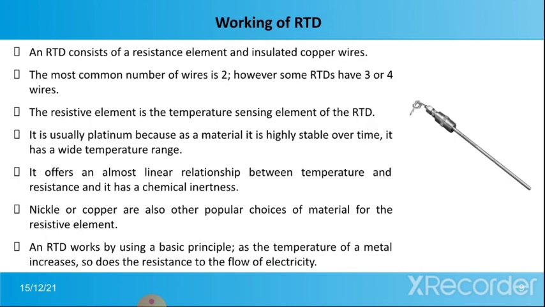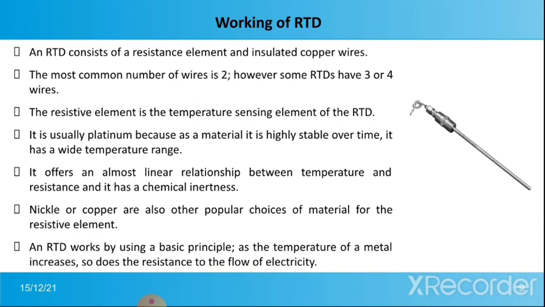Now we'll talk about the working of RTD. An RTD consists of a resistance element and an insulated copper wire. The most common number of wires is 2. However, some RTDs have 3 or 4 wires. The resistive element is the temperature sensing element of the RTD. It is usually platinum because as a material it is highly stable over time. It has a wide temperature range. It offers an almost linear relationship between temperature and resistance, and it has chemical inertness. Nickel or copper are also other popular choices of material for the resistive element.